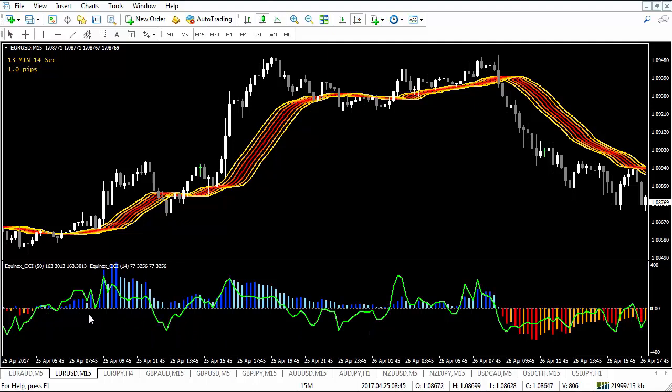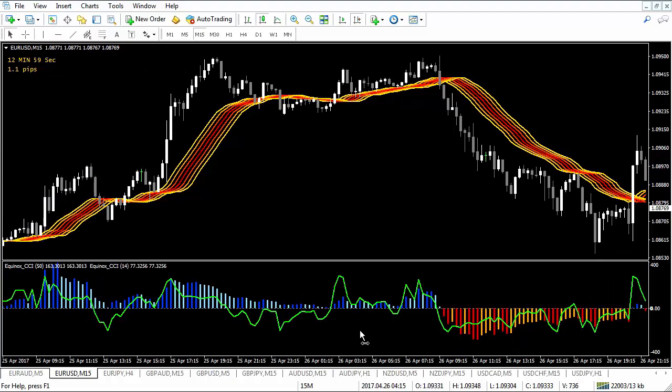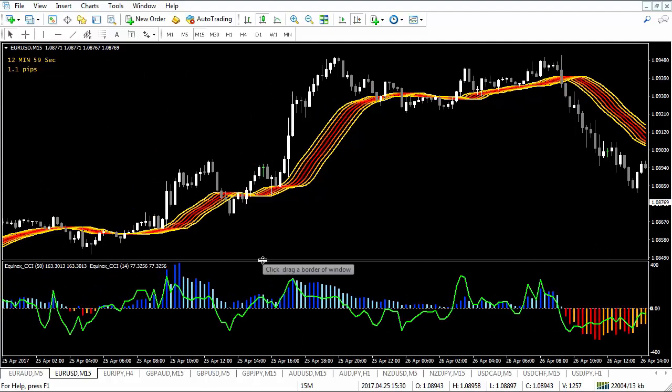Now I'm going to mention something called the zero level, or the zero line. And that's this flat edge. The histogram comes out of the zero level. When it comes out above it, it is blue, it is bullish. When it comes out from below, it is bearish. So we have this red histogram dropping from the zero level and this blue histogram rising from the zero level. All right, with that being said, we understand what the zero level is now.